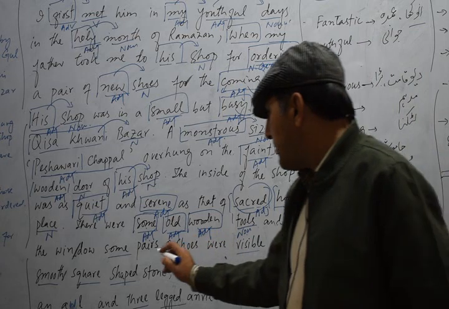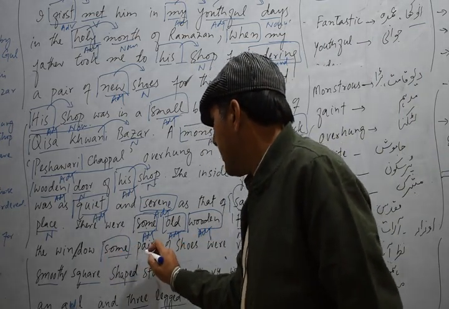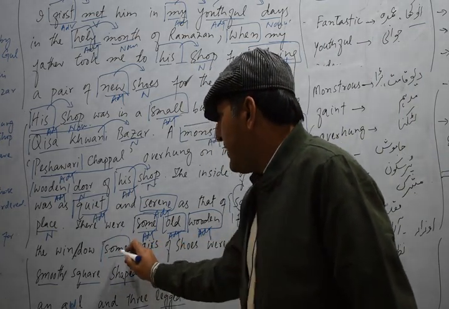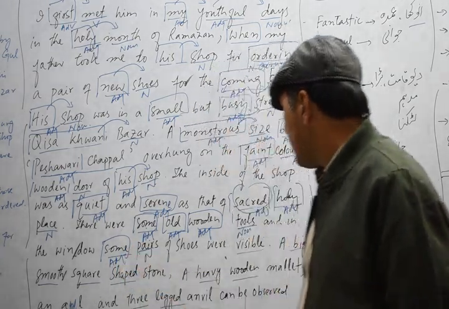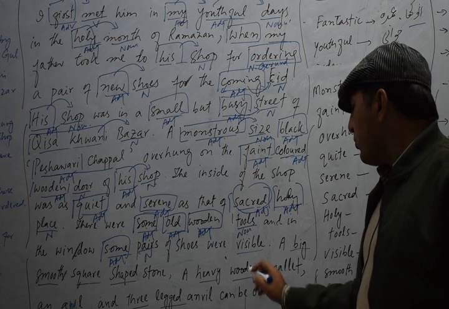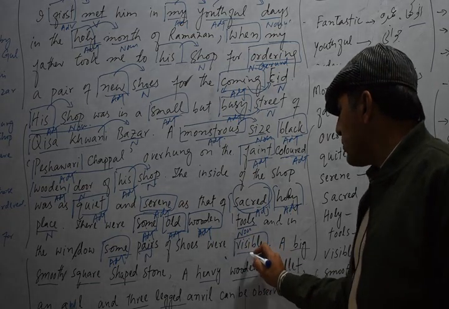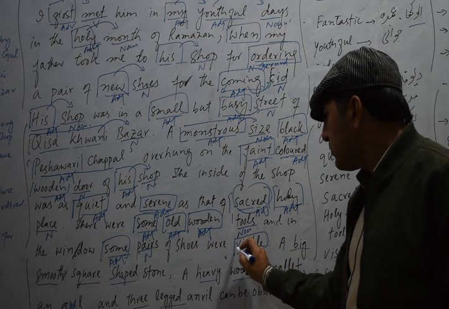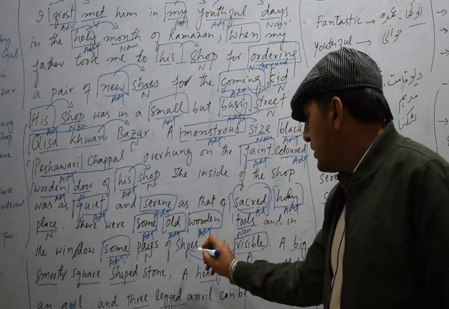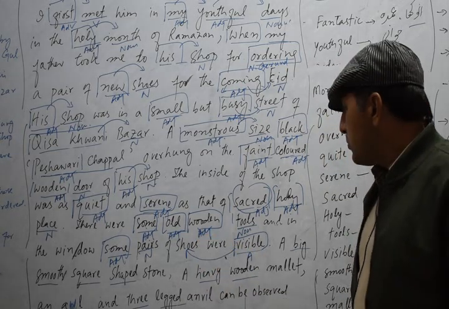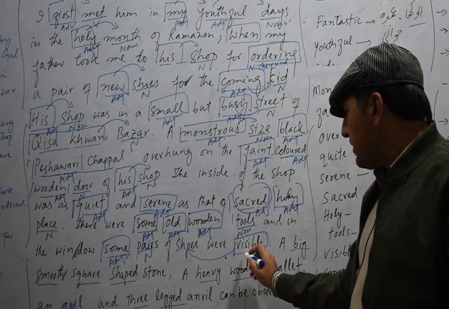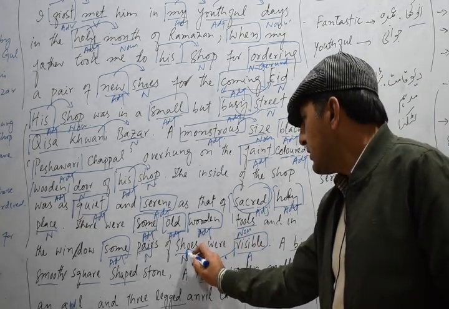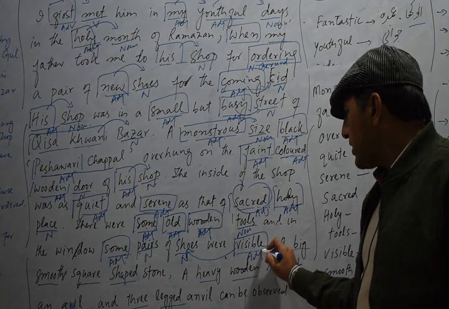And in the window, some pairs. Once again we have some pairs. So pair is a noun and some is working as an adjective. Once again we have an adjective of number. Which were visible. Now you see visible is also an adjective because it refers to the pair of shoes. The word shoes is a noun, so that is why visible tells about this noun shoes. So visible is also an adjective.